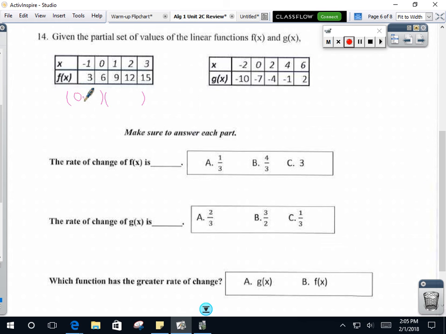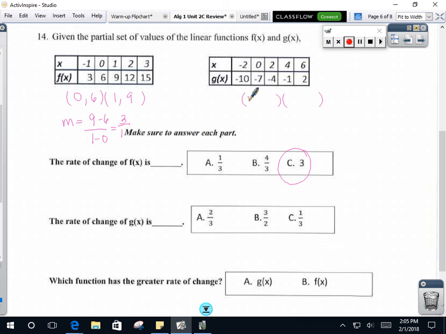I'm going to use 0, 6, and 1, 9 because I don't want to deal with negatives if I don't have to. So it'll be m equals y2 minus y1, which is 9 minus 6, over x2 minus x1, which is 1 minus 0, and that simplifies to a 3 on top, a 1 on bottom, which is 3. Now you do the same thing for g of x. This time I can't avoid negatives.